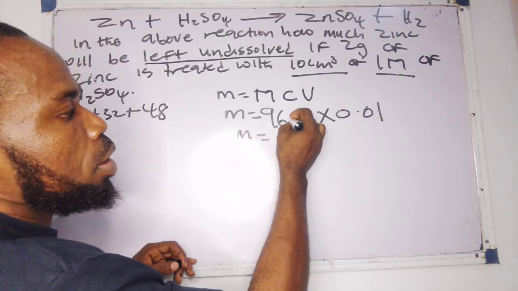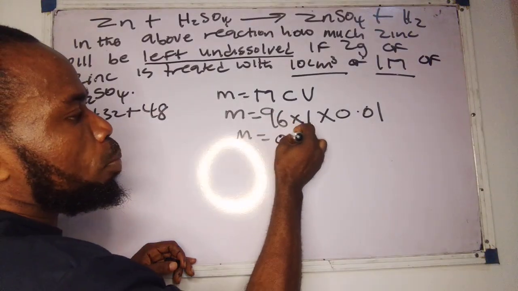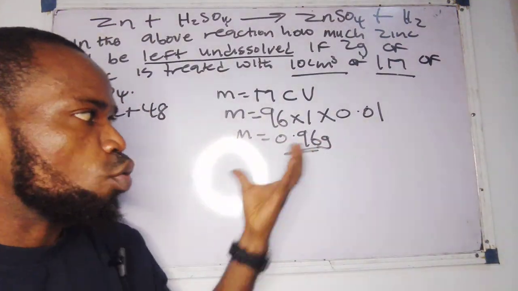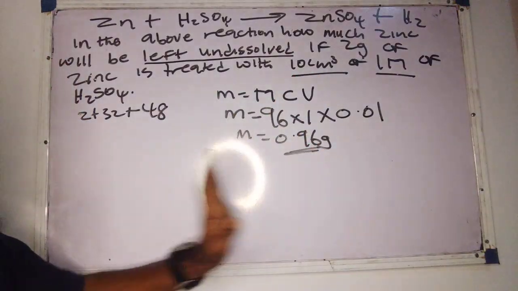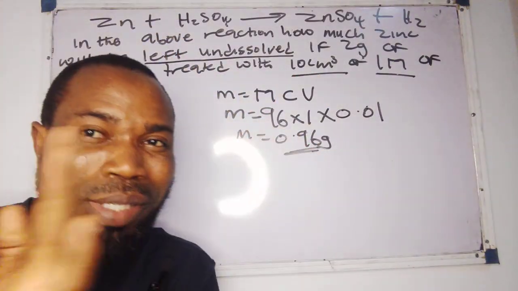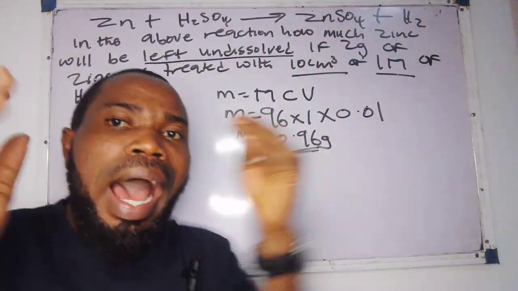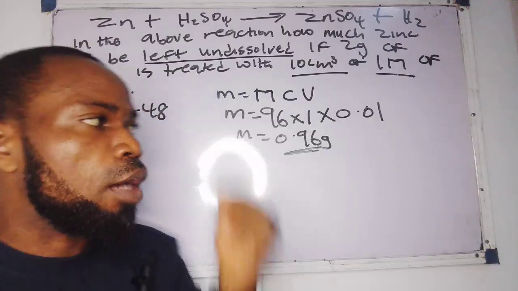That should be 1, 2, that will give me 0.96 gram. Of course, you can decide to use your calculator here very quickly to get the accurate value. Now, of course, this is the right value. Now, what have I done? I have succeeded in getting the mass of the H2SO4. I will use the mass relationship now to solve the question.